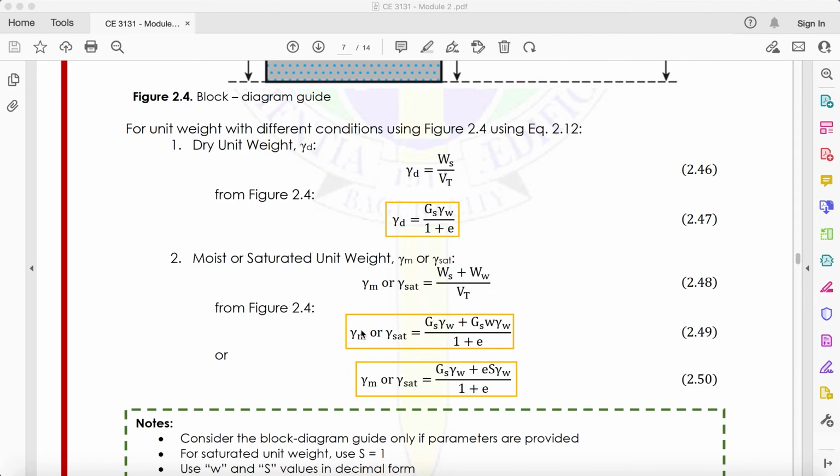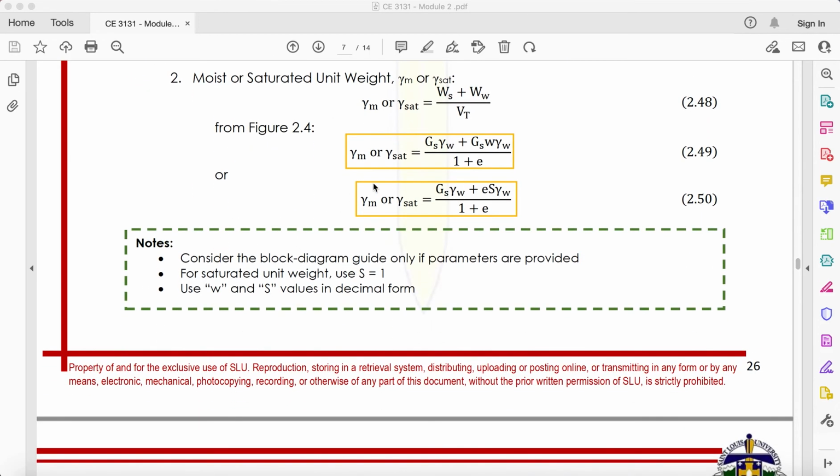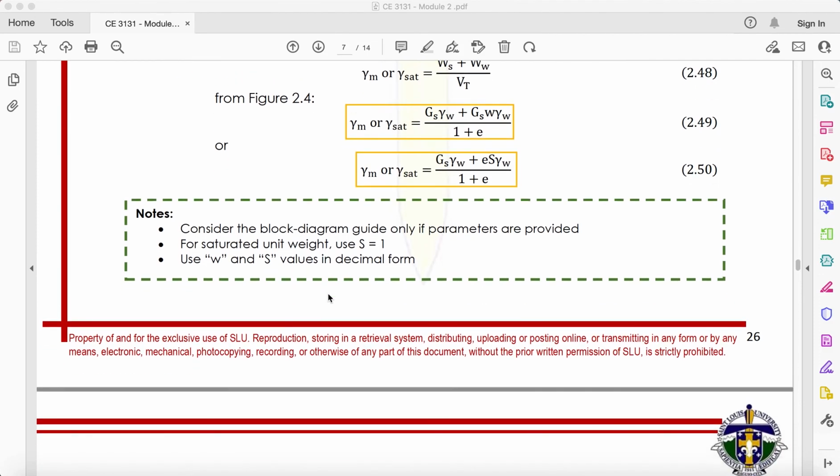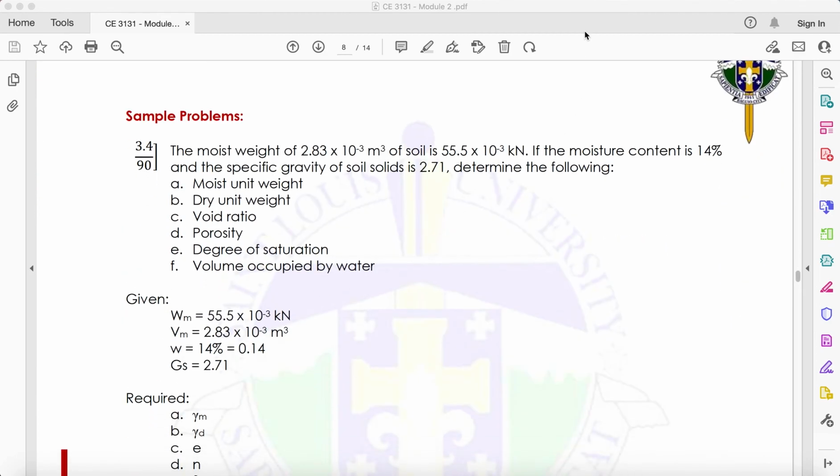So please memorize them, part of our working equation. If you can memorize them, then things will be a lot easier during the quizzes and exams. So take note that consider the block diagram guide only if parameters are provided. Now, for saturated unit weight, always use S is equivalent to 1. And w and S values are to be in decimal form. Okay? So for the sample problem, we will solve this in our face-to-face class.